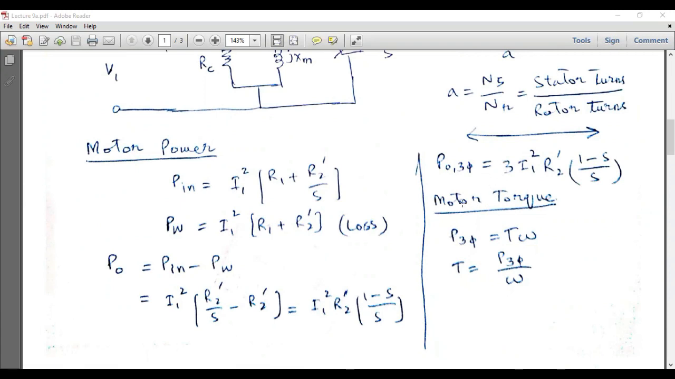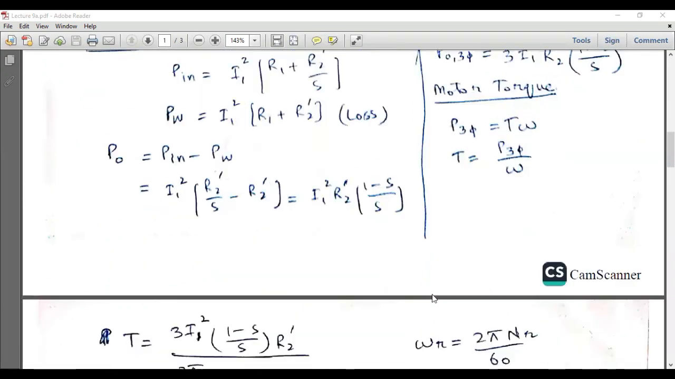The three-phase power can be calculated by multiplying this expression by 3. And now we have to calculate the torque which is produced by the motor. The three-phase power is equal to torque times angular velocity, and torque is equal to the three-phase power divided by the angular velocity.